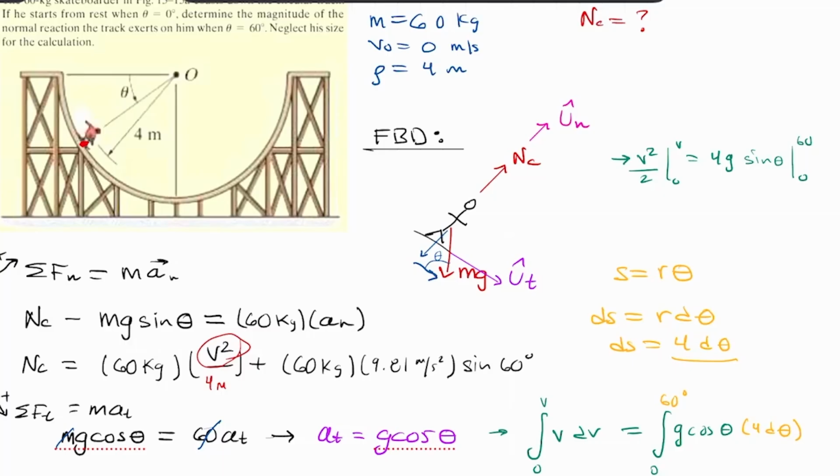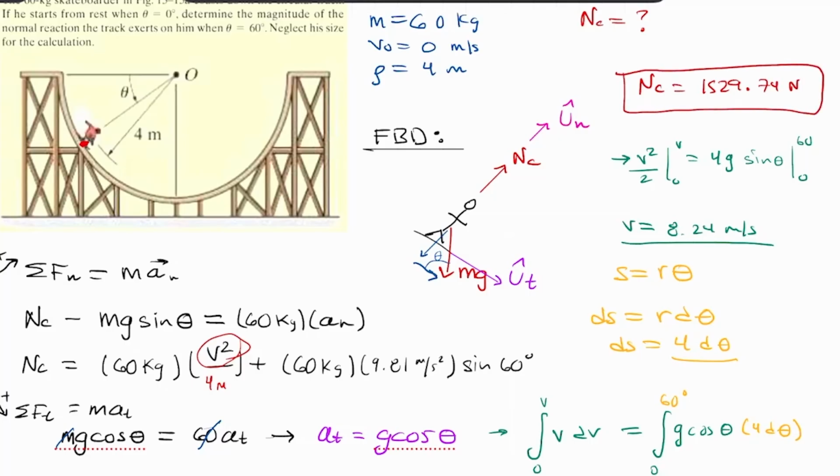So once you solve for velocity out of this one, you will get your velocity to be equal to 8.24 meters per second. And from this velocity, if you plug it back into the normal force equation, it's going to give us a normal force of 1,529.74 newtons. That is the normal force that we get out of this one.